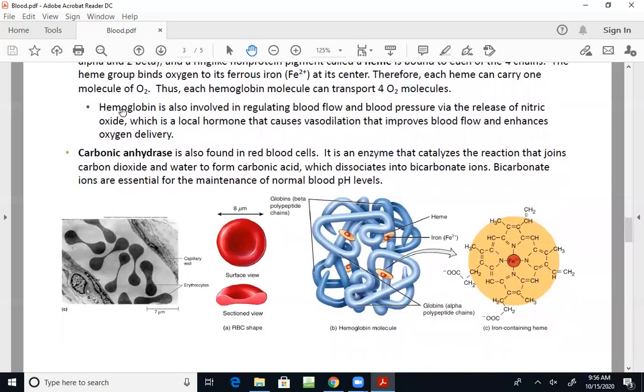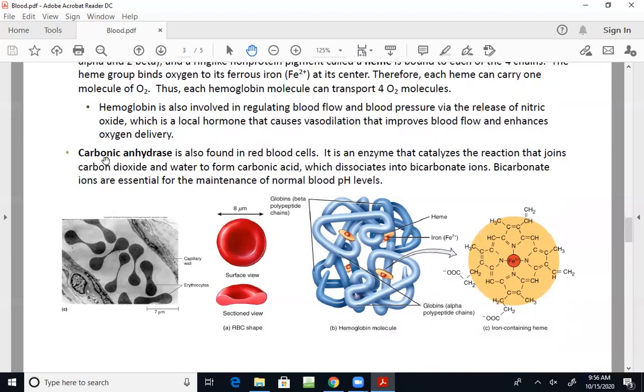Hemoglobin also is involved in regulating blood flow and blood pressure via a release of a gaseous hormone called nitric oxide, which it doesn't actually produce but can bond and carry. And that hormone causes vasodilation, which means that blood vessels will expand and allow more blood to flow through, improving blood flow and enhancing oxygen delivery to various tissues.